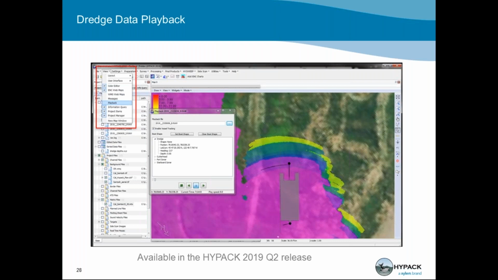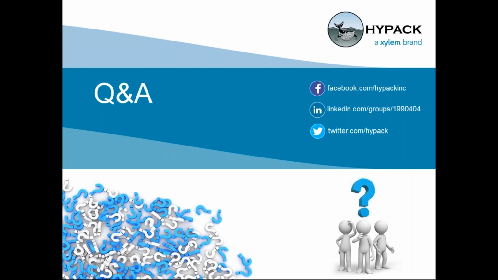Dredge data playback. HYPACK 2019, you can find this under the view menu in the shell. What this does, it allows you to open up a raw file or a log file and play back what the dredge recorded right in the main HYPACK shell. This utility gives you the ability to back up, go forward, pause or stop, simulation playback. It also allows you to load boat shapes in. Each mobile that you have set up in HYPACK hardware can be assigned a different boat shape.